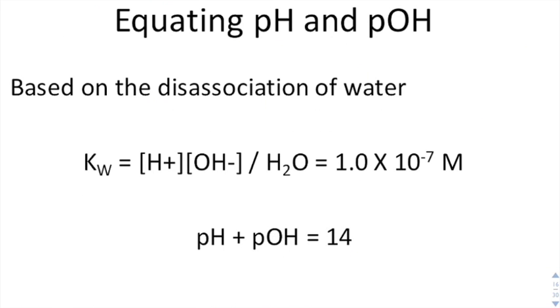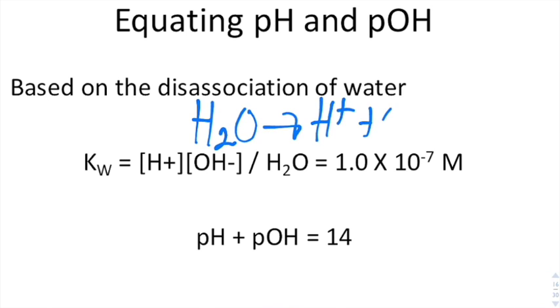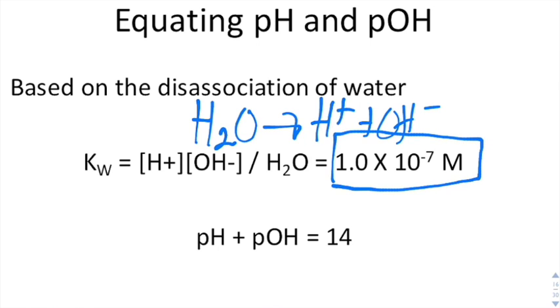So equating pH and pOH. pOH and pH are based on the dissociation of water. So if you have a water molecule, it can split up into an H plus and an OH minus. So you should, in theory, if water's all by itself, have equal amounts of both. And they've actually done lots of measurements. They've found out that any normal water is going to have 1.0 times 10 to the minus 7th molar H plus and OH minus.